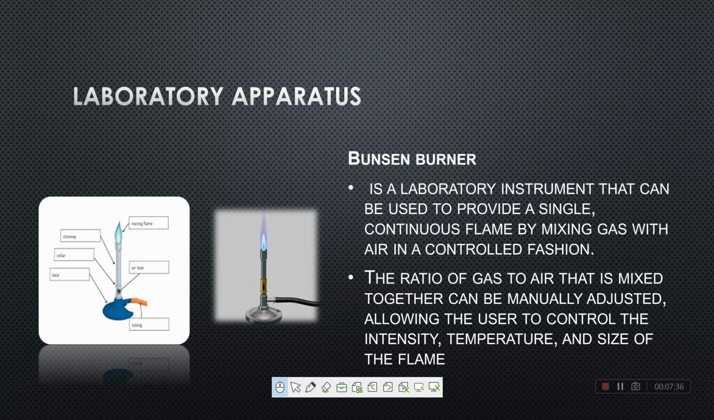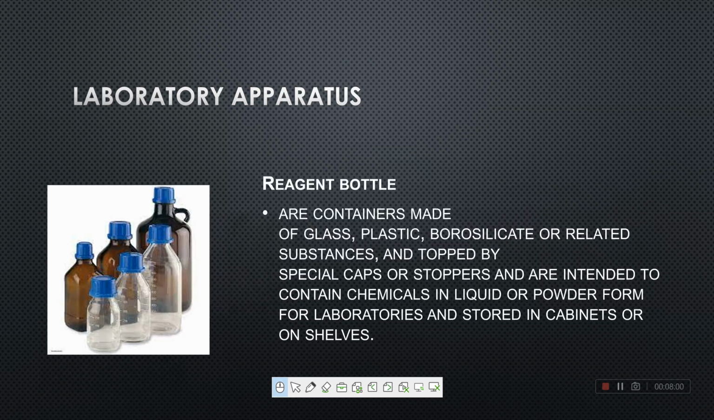The ratio of gas to air that is mixed together can be manually adjusted by the knob present on the burner. Alright, so it allows the user to control the intensity, temperature and the size of the flame. Whatever intensity or temperature is required, we can fix in the Bunsen burner.